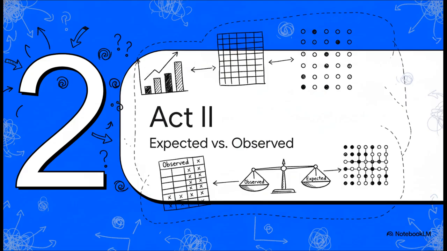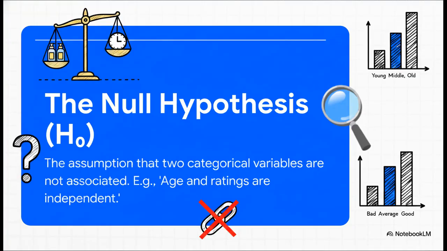Act 2 is where the real magic of statistics comes in. We have to compare what we actually saw with what we would expect to see if the whole thing was just pure random chance. And to do that, we start with a fundamental idea in statistics, the null hypothesis. The best way to think about it is like the innocent until proven guilty principle in a courtroom. We start by assuming there is absolutely no connection, no relationship whatsoever between our two categories.